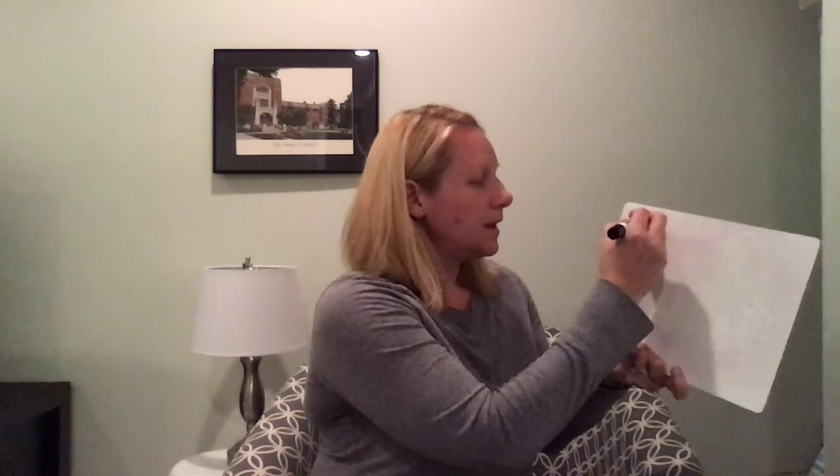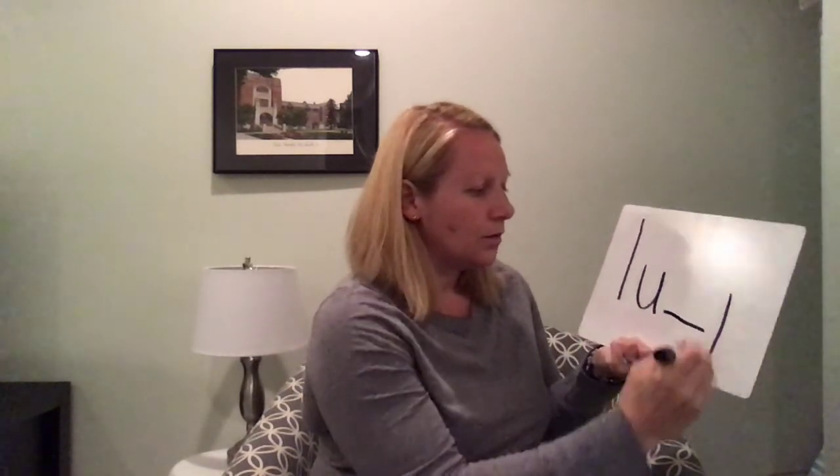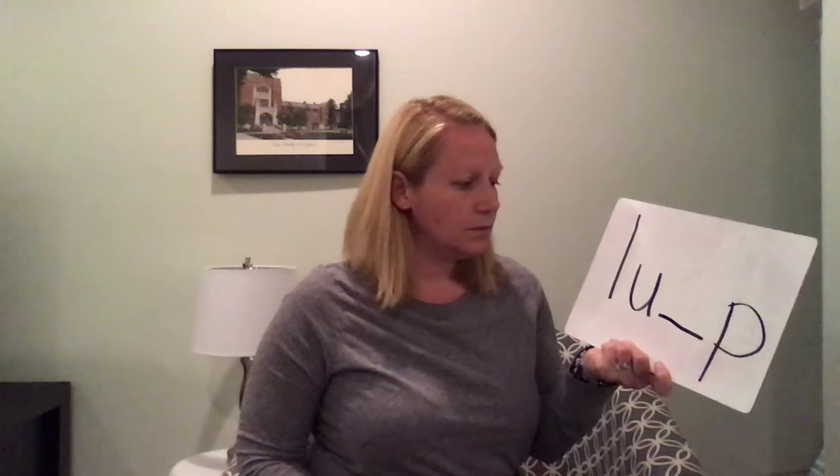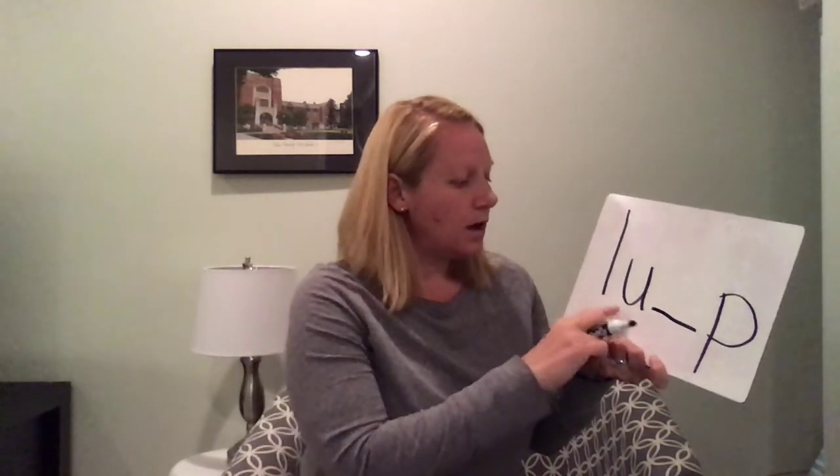All right, here's our next one. The word that I'm going to be making on my board is the word lump. You tell me what sound is missing in that word. Lump. Lump. Is missing. M. Lump. Got it.